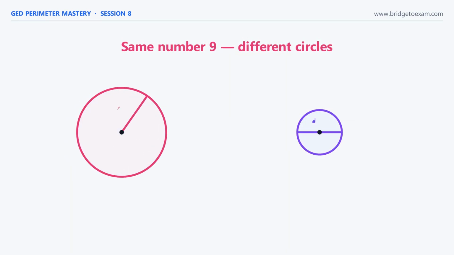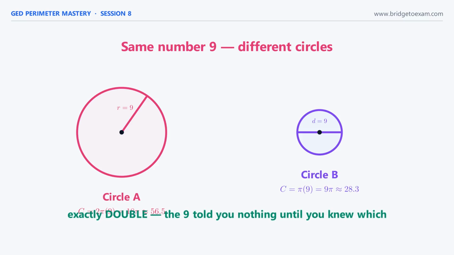Here's the comparison that makes it stick. Circle A has radius 9. Circle B has diameter 9. Same printed number. Circle A, 2 pi times 9 is about 56.5. Circle B, pi times 9 is about 28.3. Exactly double. The 9 told you nothing until you knew which it was.